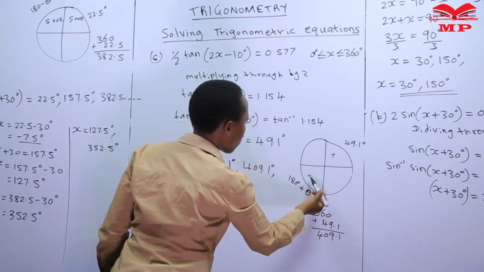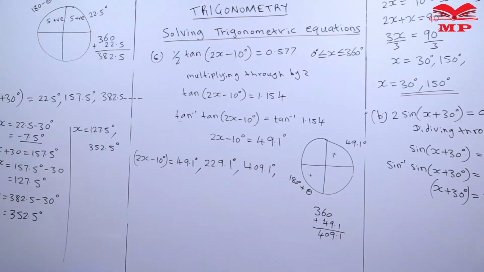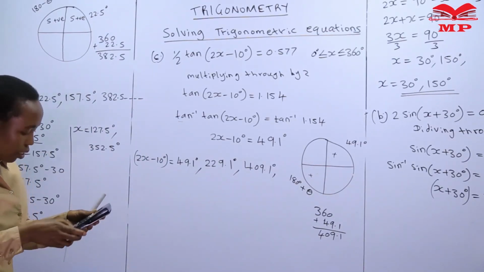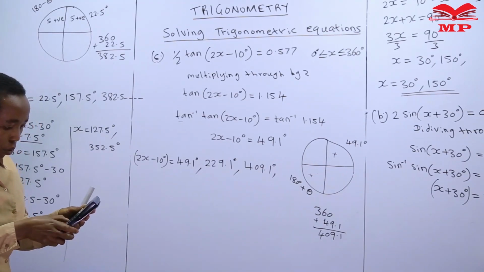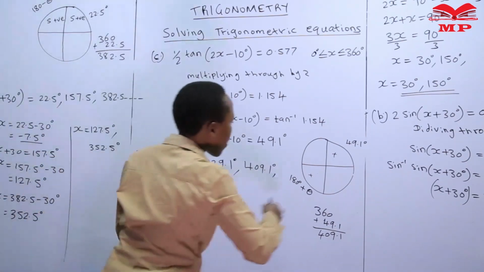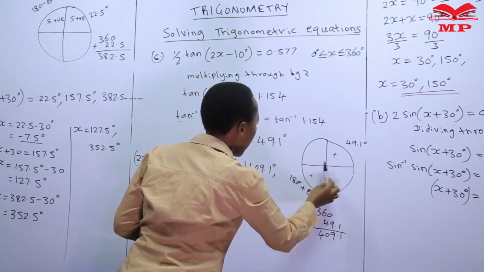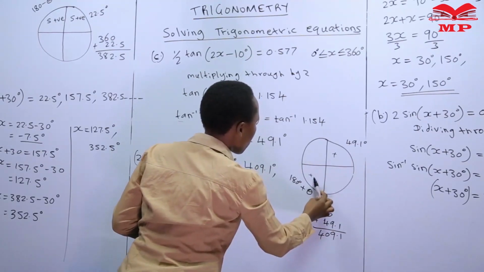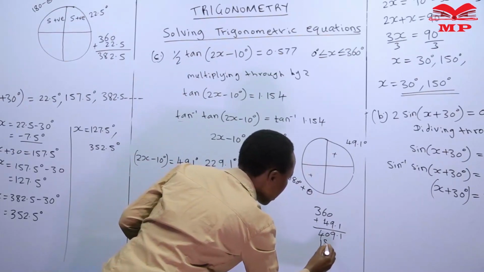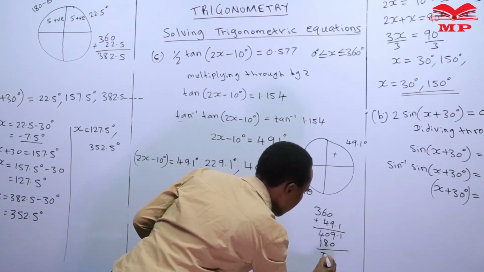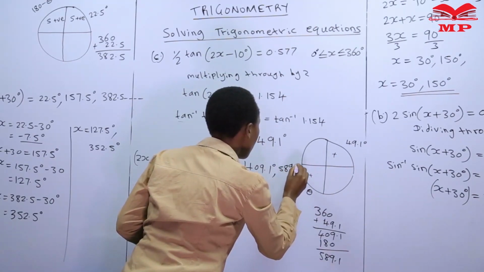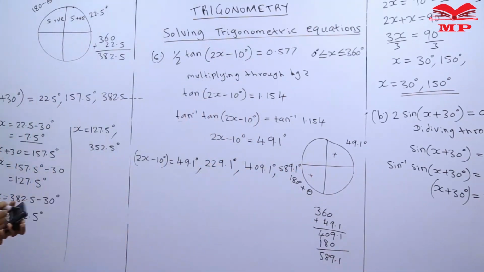Then moving to the next one, we have 409.1 plus 180 degrees, to get 589.1 degrees. We can stop at that.